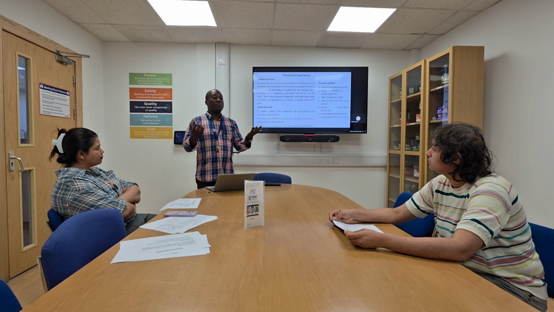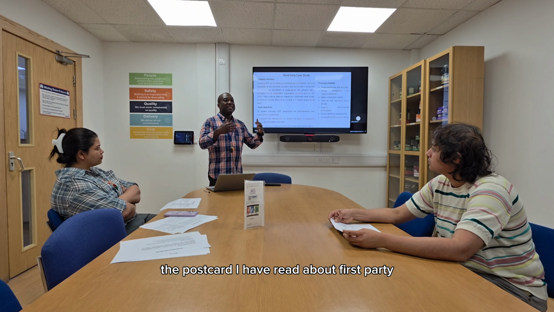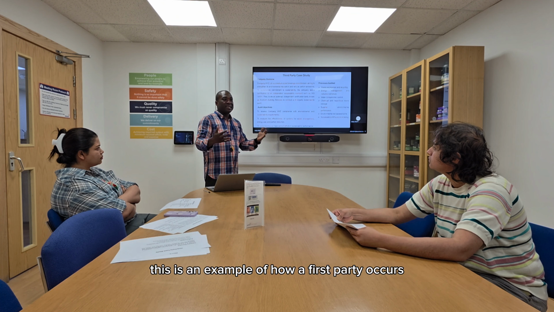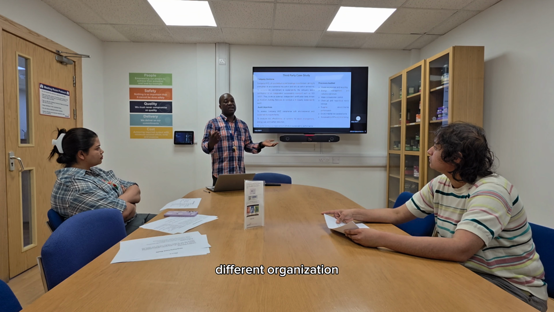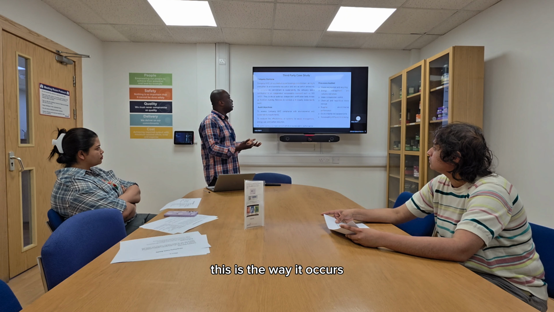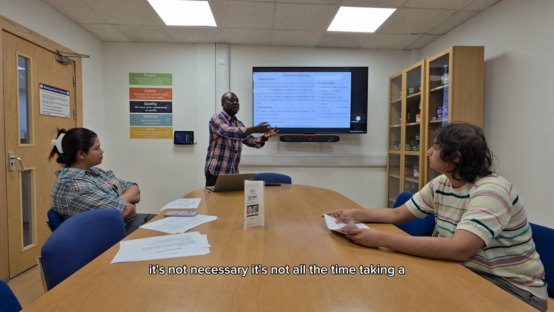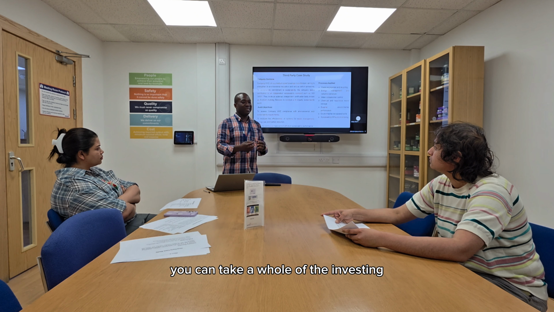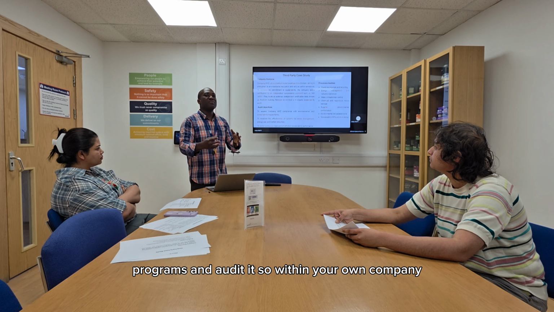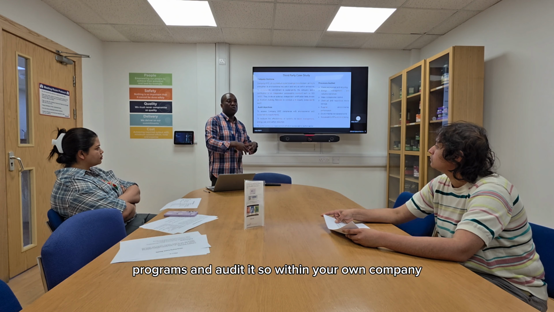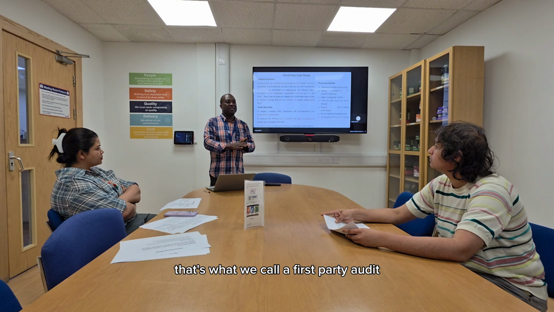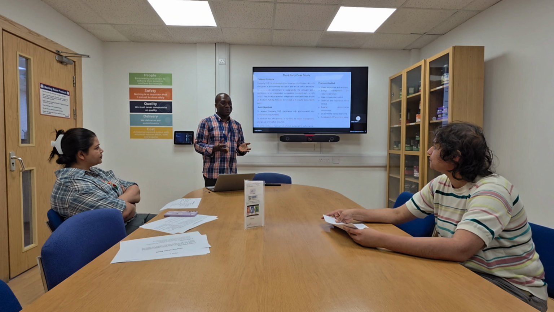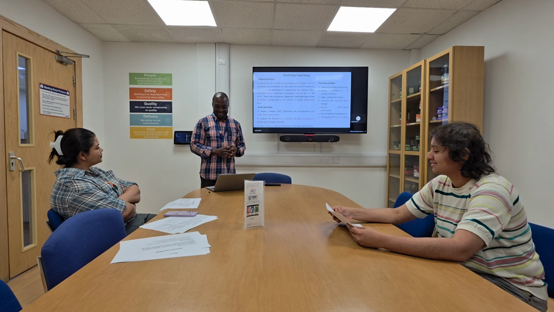So this is an example of how a first party audit occurs in an organization. You can have it in different organizations. So this is the way it occurs. It's not all the time; you can take a section of the university and audit it. You can take the whole university and audit it. You can take a part of the programs and audit it. So within your own company, that's what we call a first party audit. I think I'm clear. Yeah. Any question? No question. Okay.